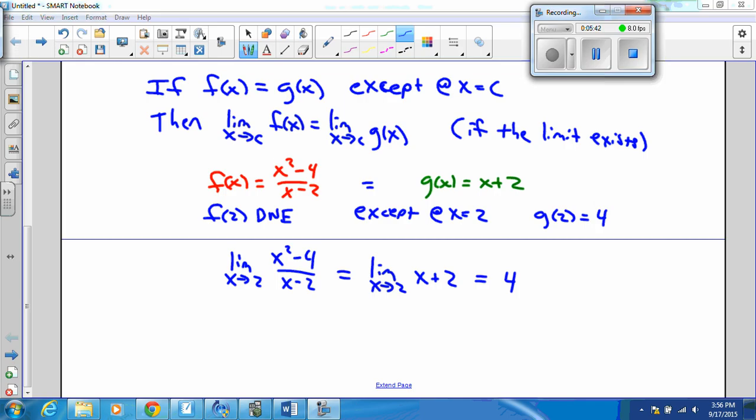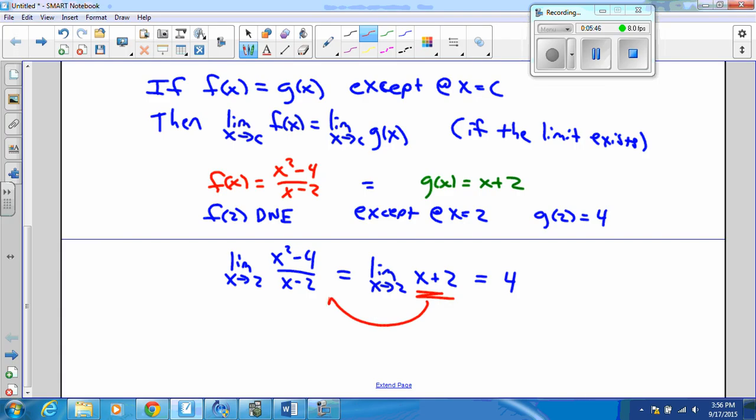The reason we call this the Alias theorem is that we consider the function g to be an alias for the more complicated function (x squared minus 4) over (x minus 2). An alias is another name for the same thing. And these two functions are the same thing, except at one single point.